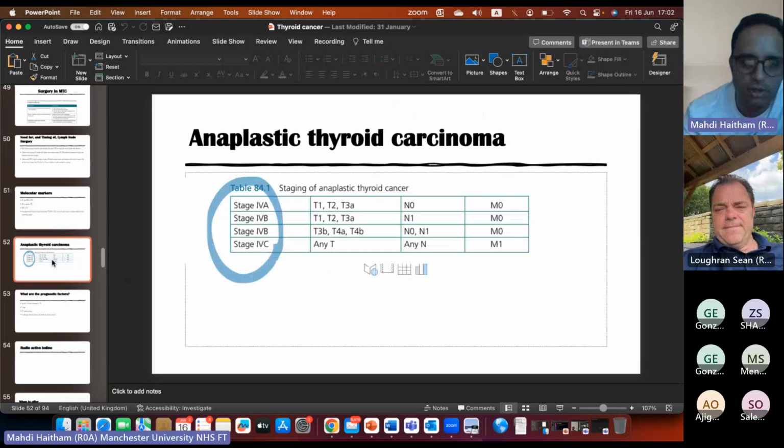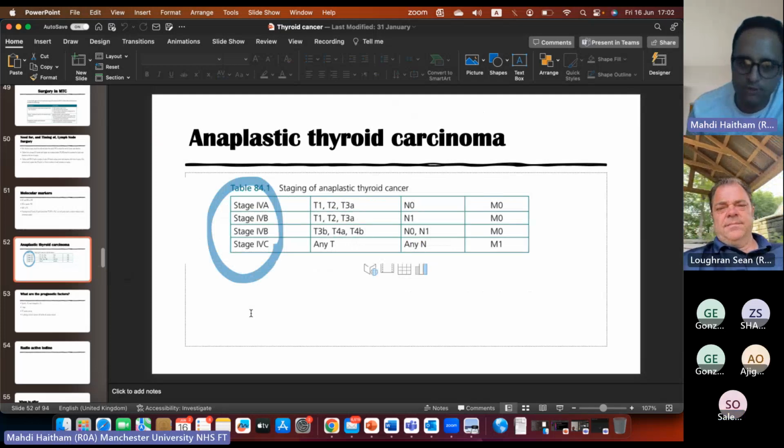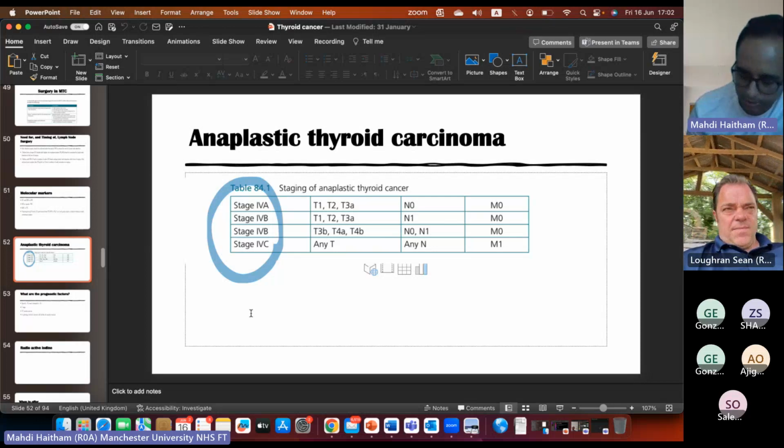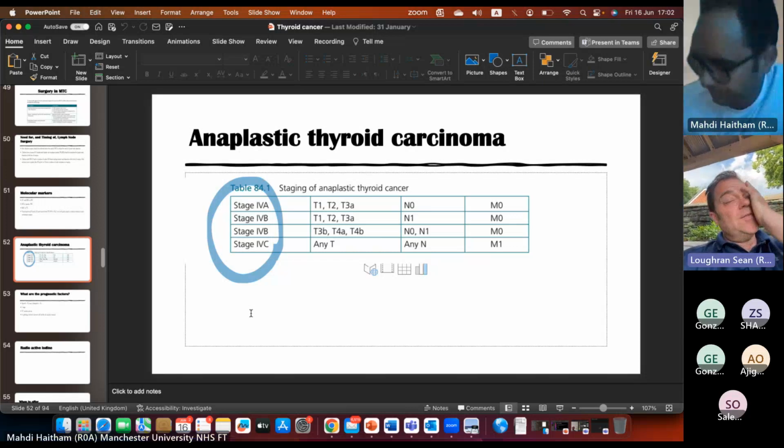Yeah, sure. Thank you. And in anaplastic patients, we are not offering surgery, as far as I understand, because it's quite a stage 4 from the start. Or should we do a palliative surgery if needed? There's no role in palliative surgery for these patients.